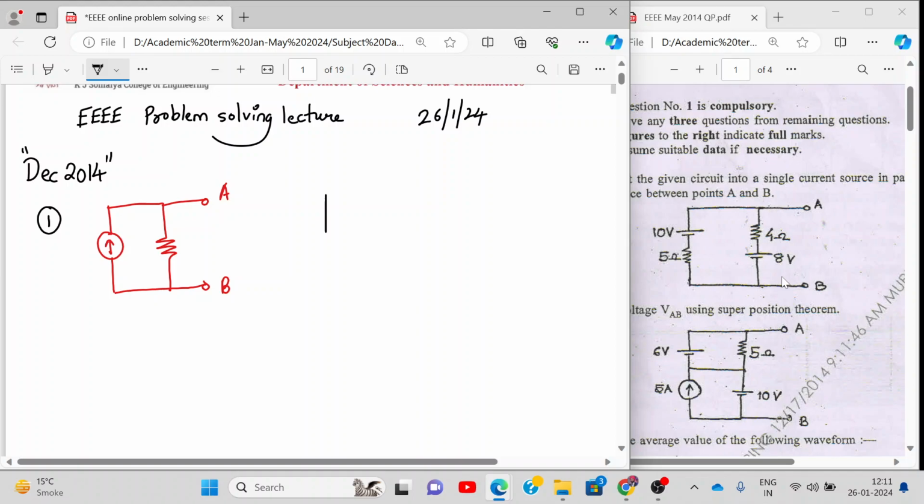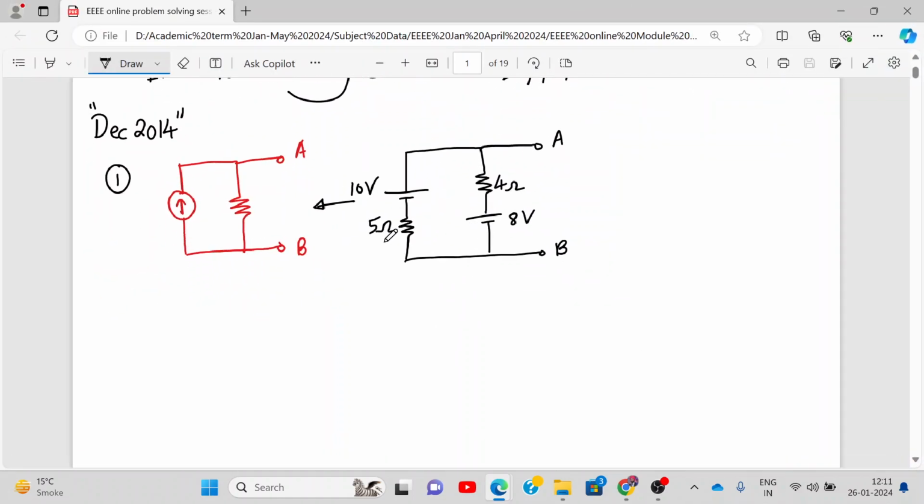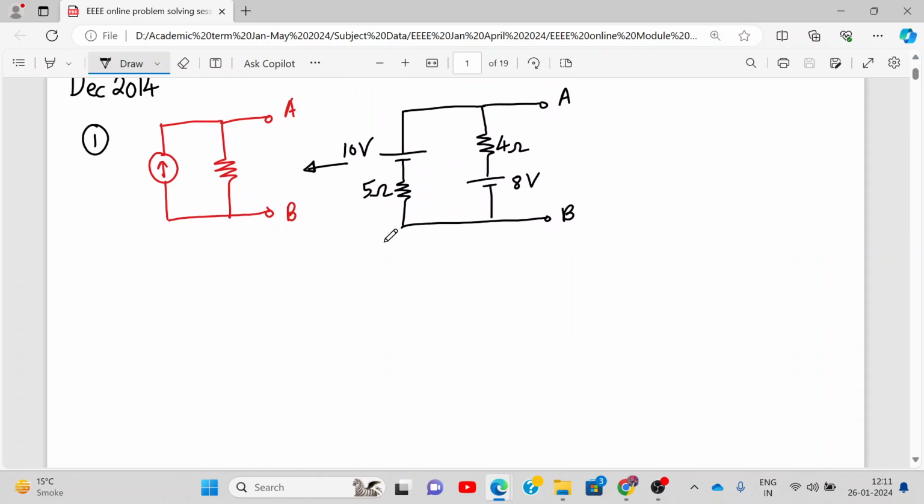This is the given circuit, so please draw it in your books. If you are attending the lecture, it will be useful if you draw it along with me. So this is points A and B. This is 4 ohms, this is 8 volt, 10 volt and 5 ohms. We want this at the end. So tell me what we will do next. Yeah, everyone, come on, you need to speak.